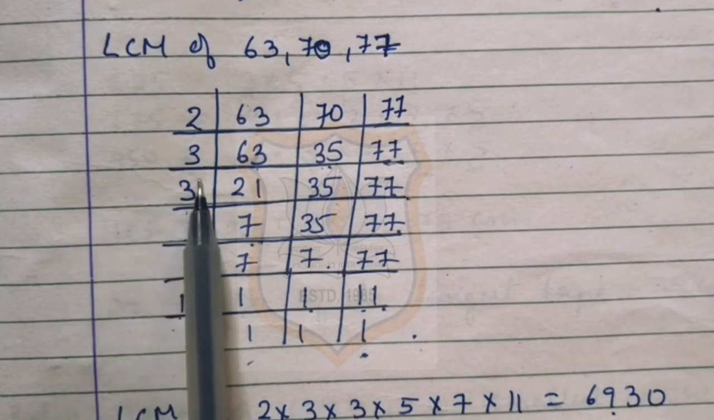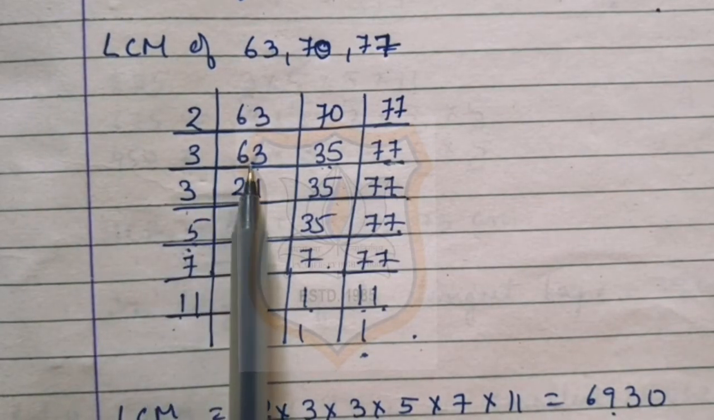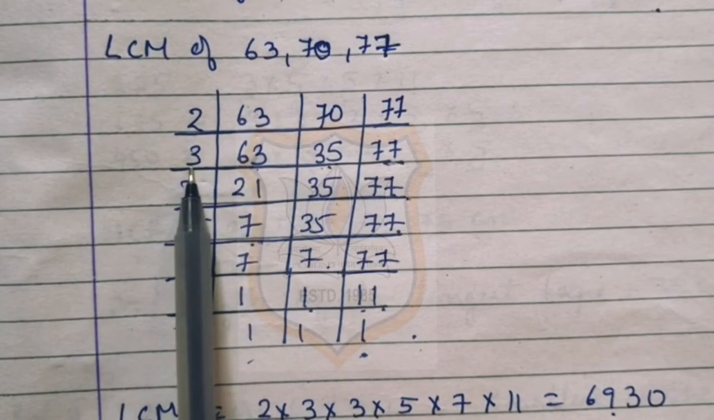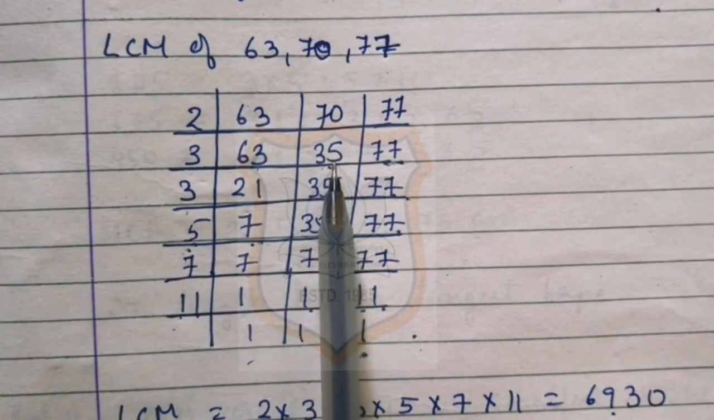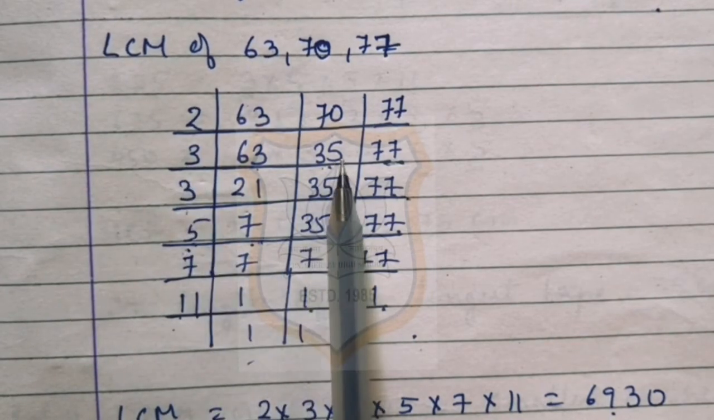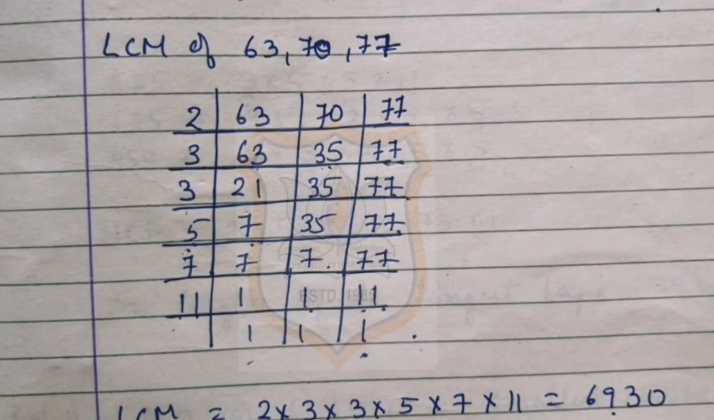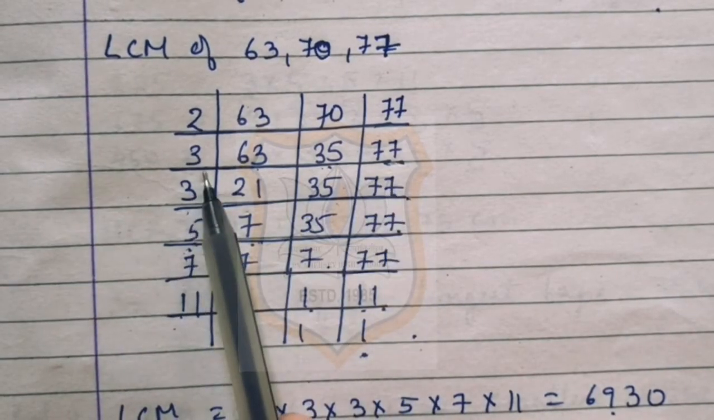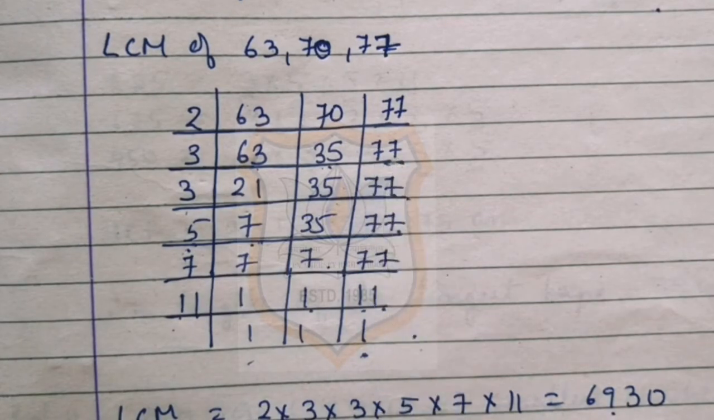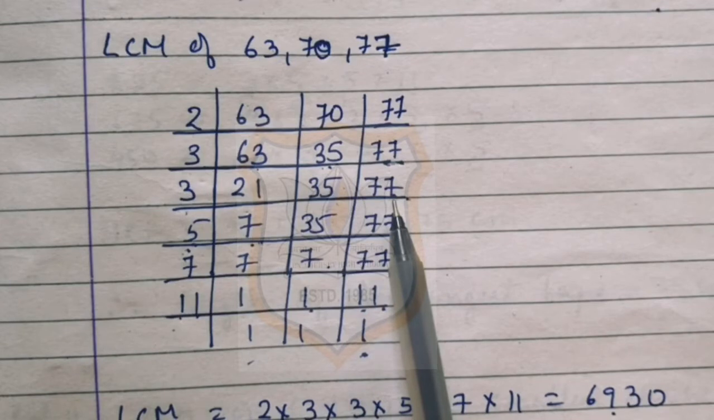Now we will take 3 as a prime number. By dividing 63 by 3 we will get 21 as quotient. 35 is not divisible by 3 as 5 plus 3 is 8 and 8 is not a multiple of 3. So we will write 35 as it is, and 77 is also not divisible by 3. 7 plus 7 is 14 and 14 is not a multiple of 3. So we will write 77 also as it is.